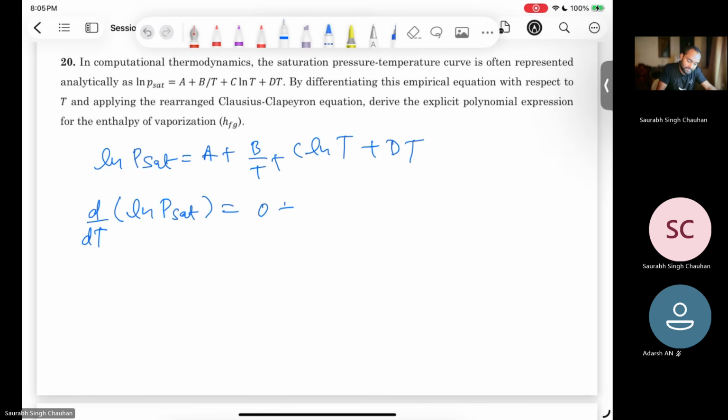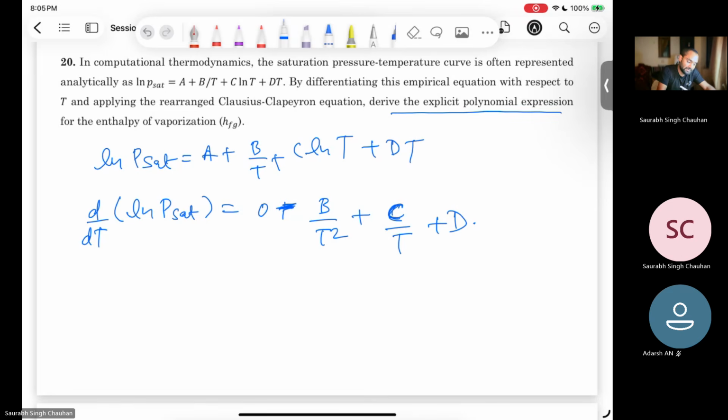So this will be 0 plus B by T square, minus B by T square plus C. And what is the differentiation of ln T? 1 by T, plus D. Correct? Yeah, correct. Okay, so differentiation is done.